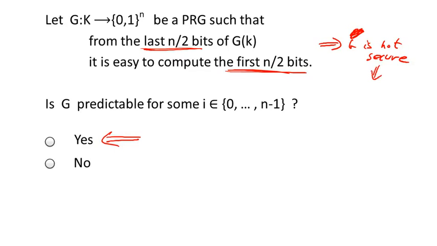But if G is not secure, by Yao's theorem, that means that G is predictable. In other words, there exists some i for which, given the first i bits of the output, you can compute the i plus first bit of the output. So even though I can't point you to a predictor, we know that a predictor must exist. That's one cute, simple application of Yao's theorem.